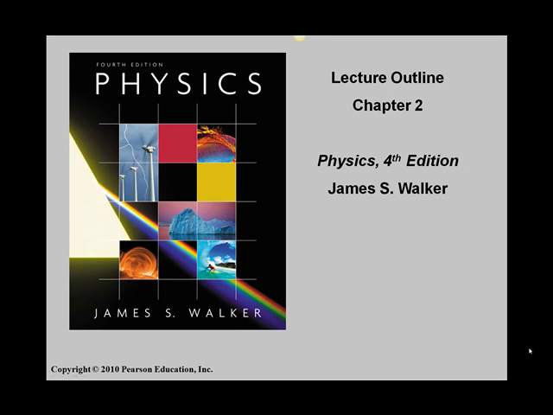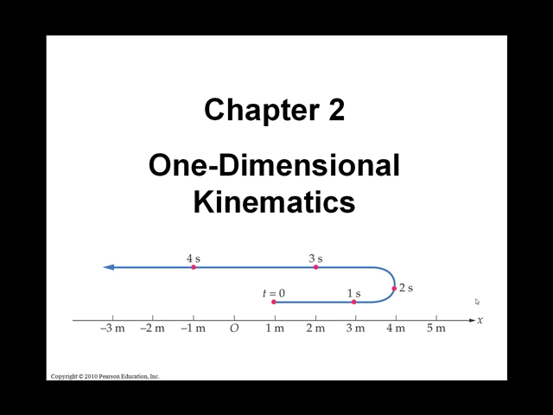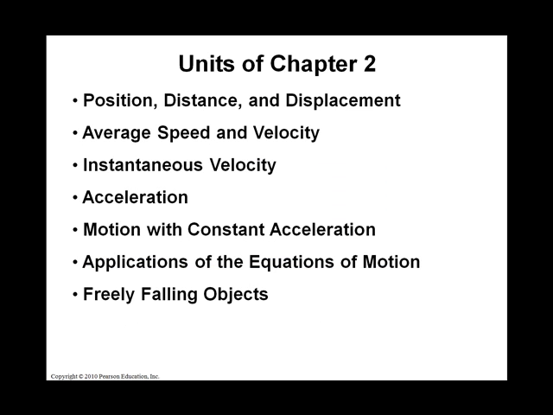Okay, we're going to be moving on to Chapter 2, which is our first exposure to describing motion in this chapter. It's titled One-Dimensional Kinematics. Kinematics is the study of motion. We'll just be thinking about objects either moving along the x-axis or moving along the y-axis. We're going to discuss in this video position, distance, and displacement, and average speed and average velocity, and distinguish between those and instantaneous velocity.